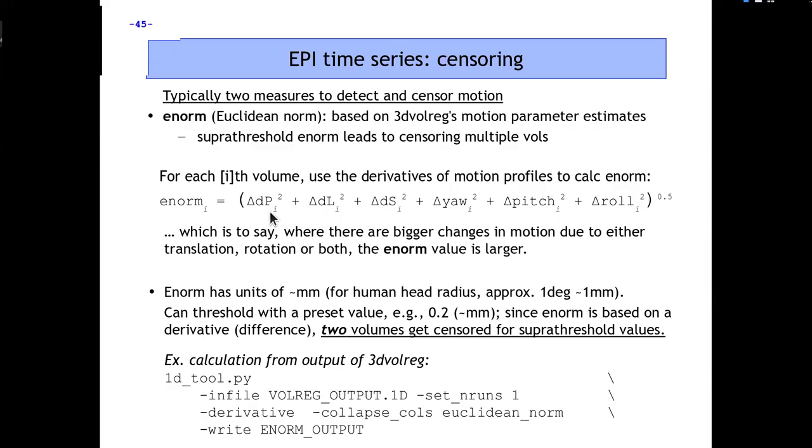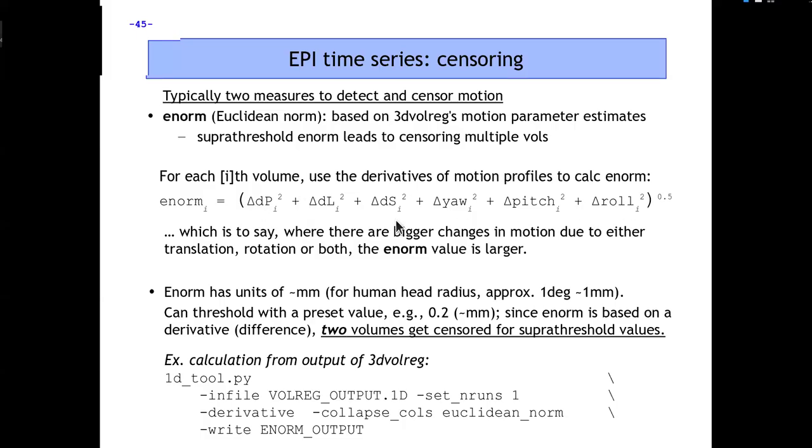Physicists in the crowd might be yelling at me right now that I'm adding squared millimeters with squared degrees, and those have different units. You're correct to yell at me, but I'm saved slightly by the fact that the human head size makes it a good approximation that 1 degree of rotation at the edge is about 1 millimeter of change. So I'm fudging this equation a little bit, but I'm giving these all approximately millimeter units. I usually write that enorm has units of approximately millimeters, which is a pretty good approximation for a human head.